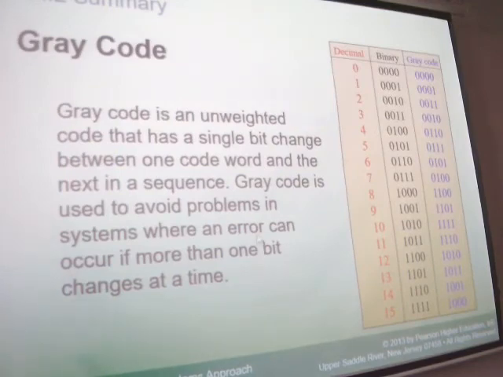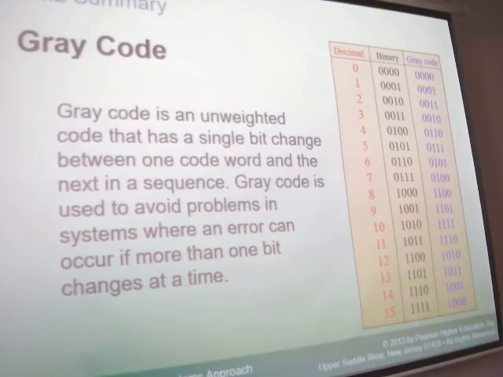Gray code is another kind of code. Gray code is an unweighted code that has a single bit change between one code word and the next in a sequence. Gray code is used to avoid problems in systems where an error can occur if more than one bit changes at a time.